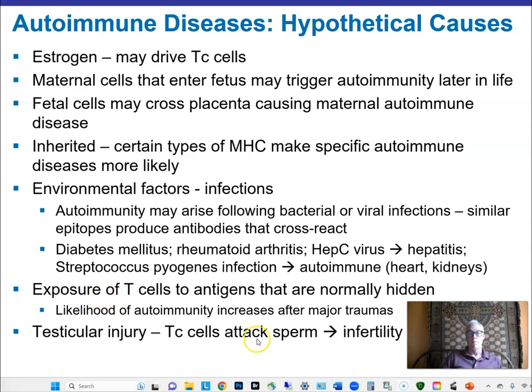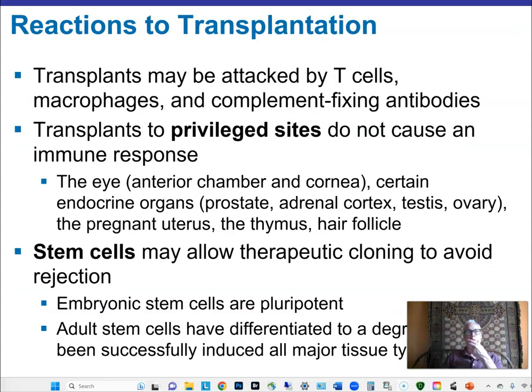Testicular injury. Cytotoxic T cells may see the sperm, which are in some sense foreign because they're genetically distinct from you. They're produced by meiosis, and there's all kinds of crossing over of chromosomes. Anyway, some antigens might be produced that look foreign and cause infertility, destroying those sperm.